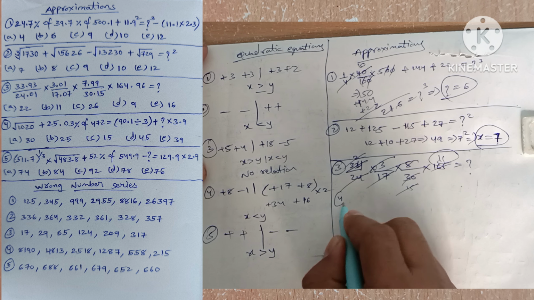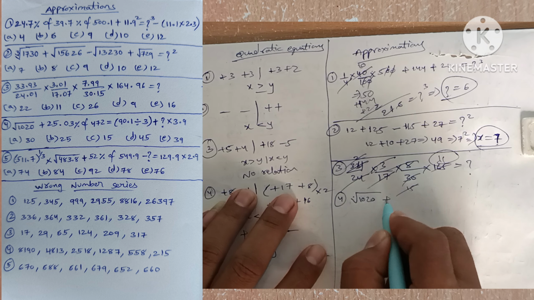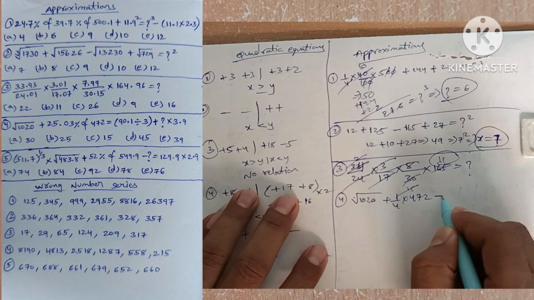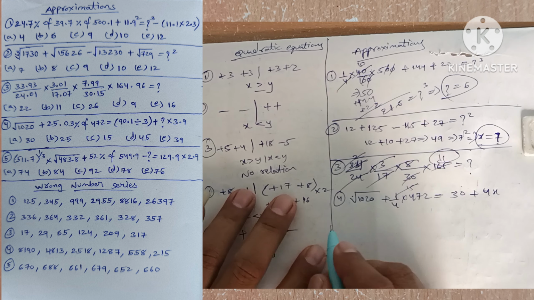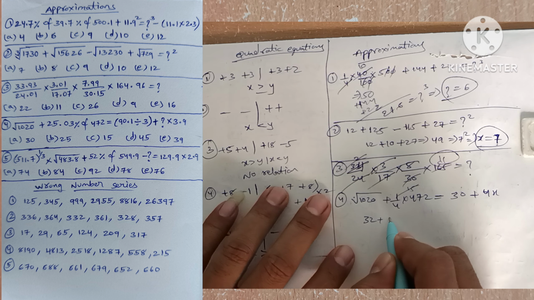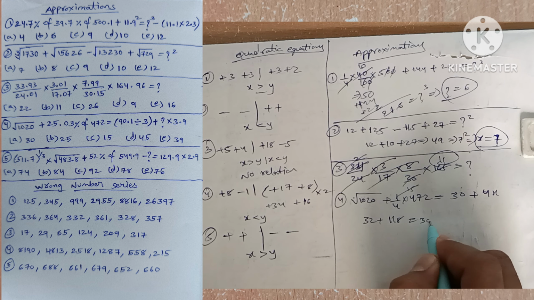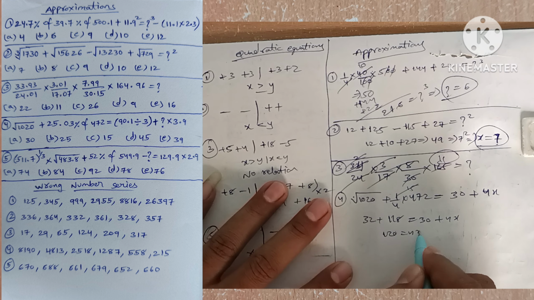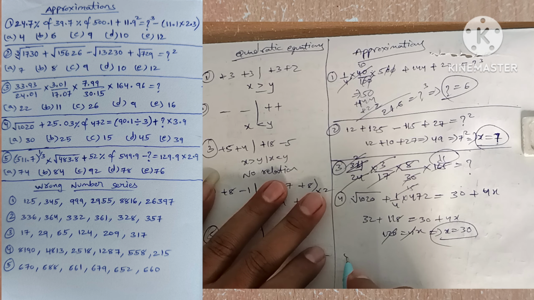Fourth one. Square root of 1020 plus 25% means 1/4 of 472 equals to 90 divided by 330 plus 4x. This is 32 plus 4, 118 equals to 30 plus 4x. We get 120 equals to 4x. Therefore, x equals to 30. This is our answer.